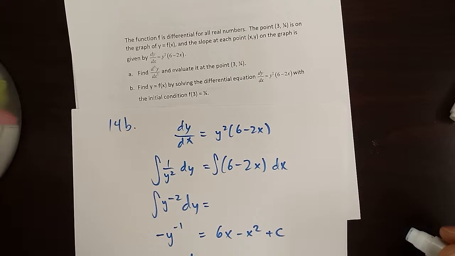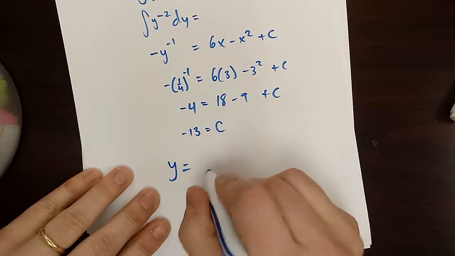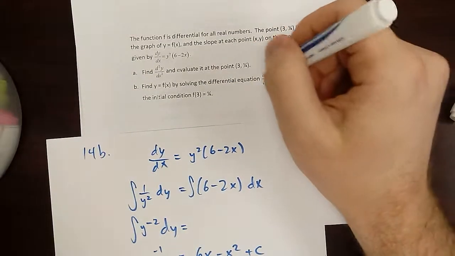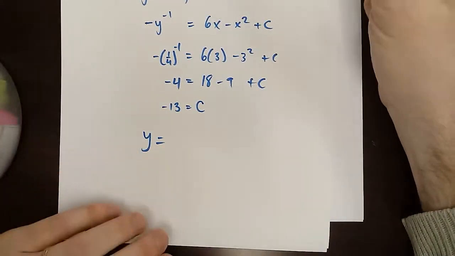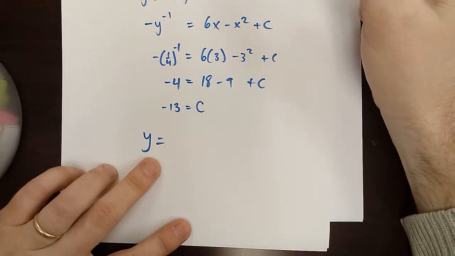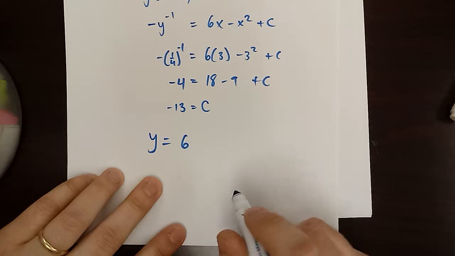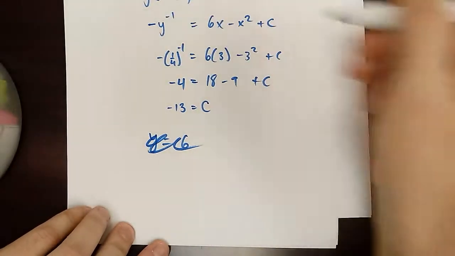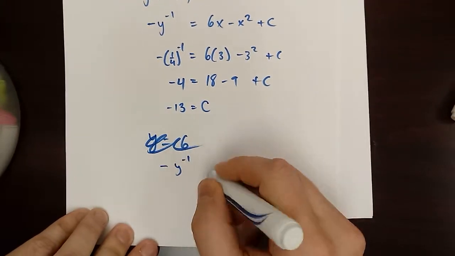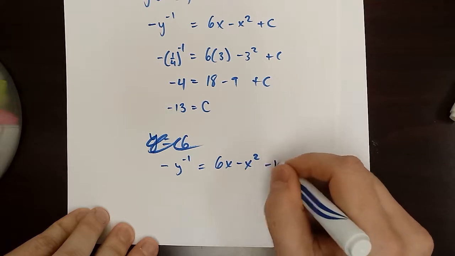Find y equals f of x by solving the differential equation. Okay, so saying y equals f of x is telling us you have to solve it for y. You can't leave it part way. All right, wait, don't do what I did. I got to start here, right? Negative y to the negative 1 is equal to 6x minus x squared minus 13.